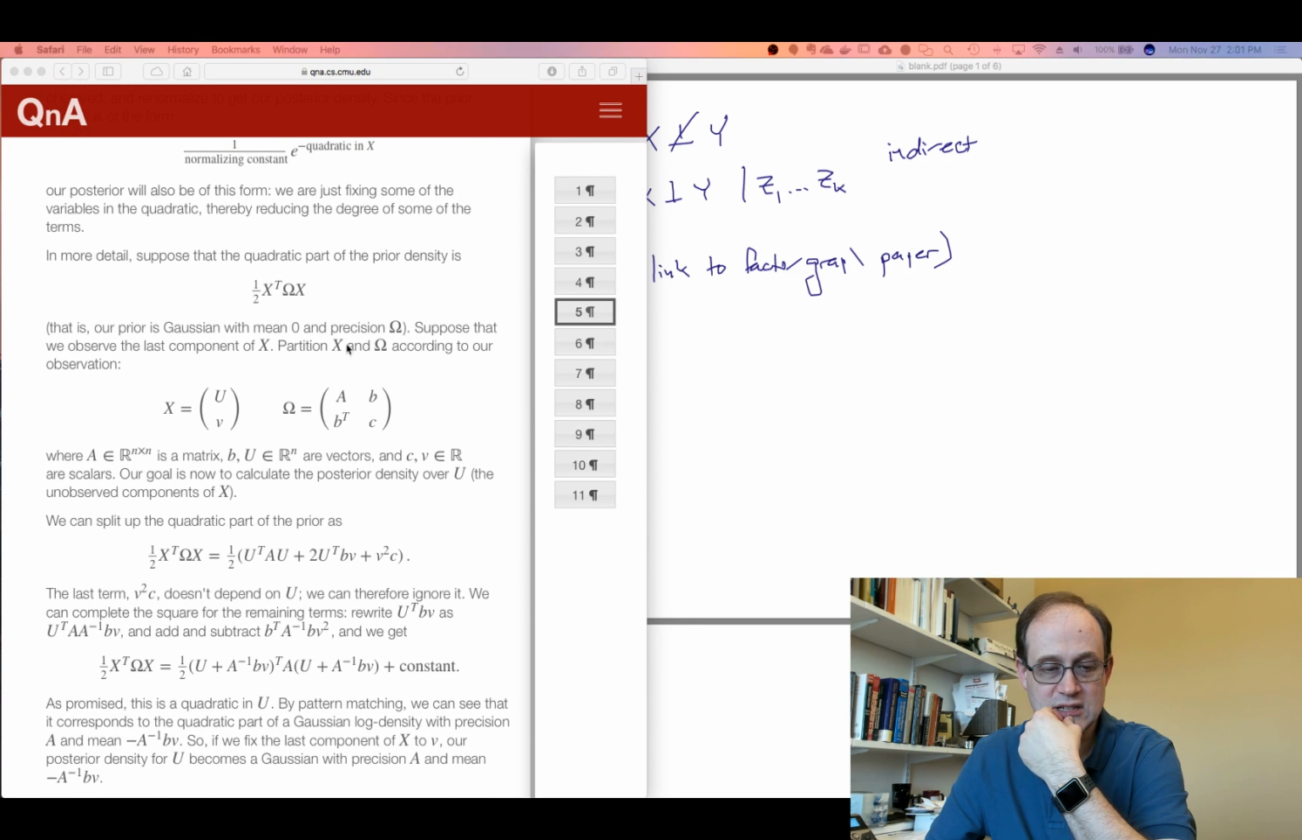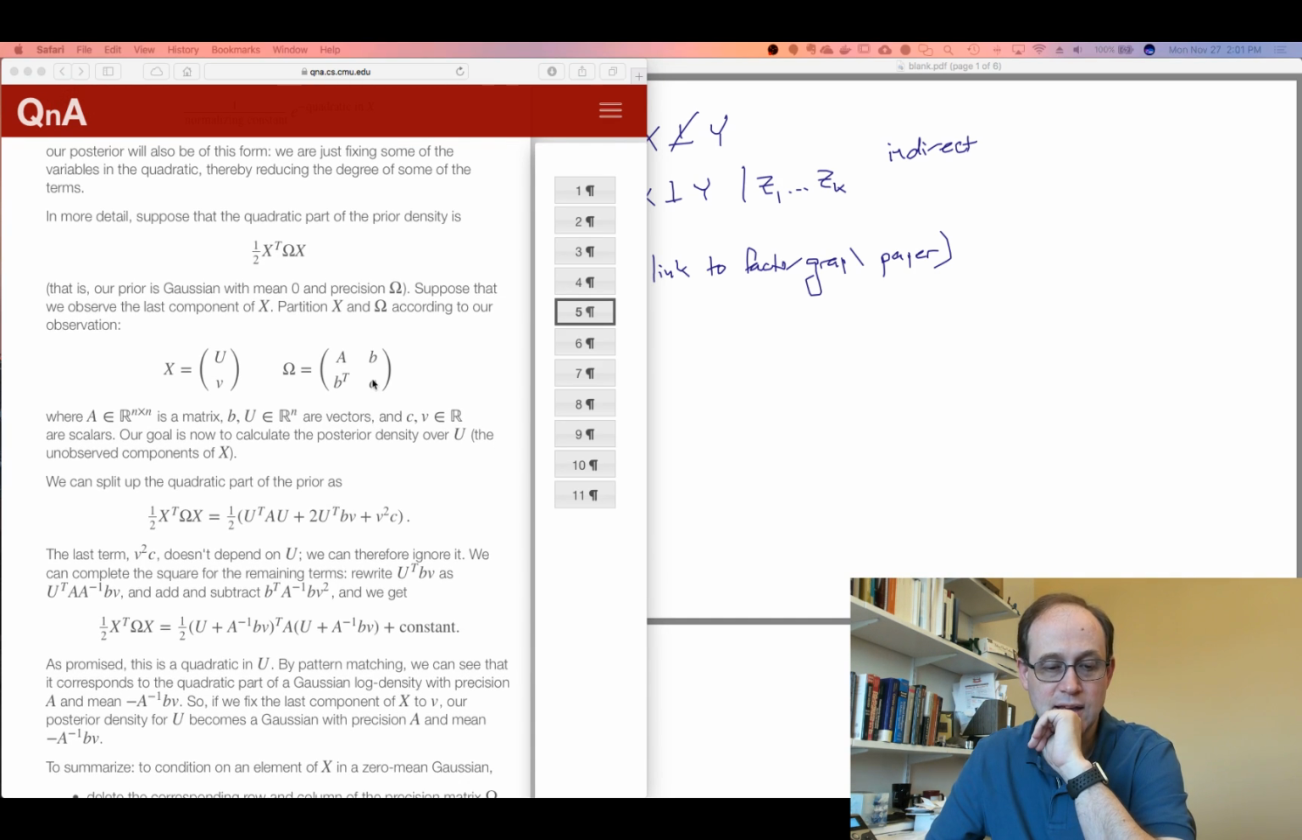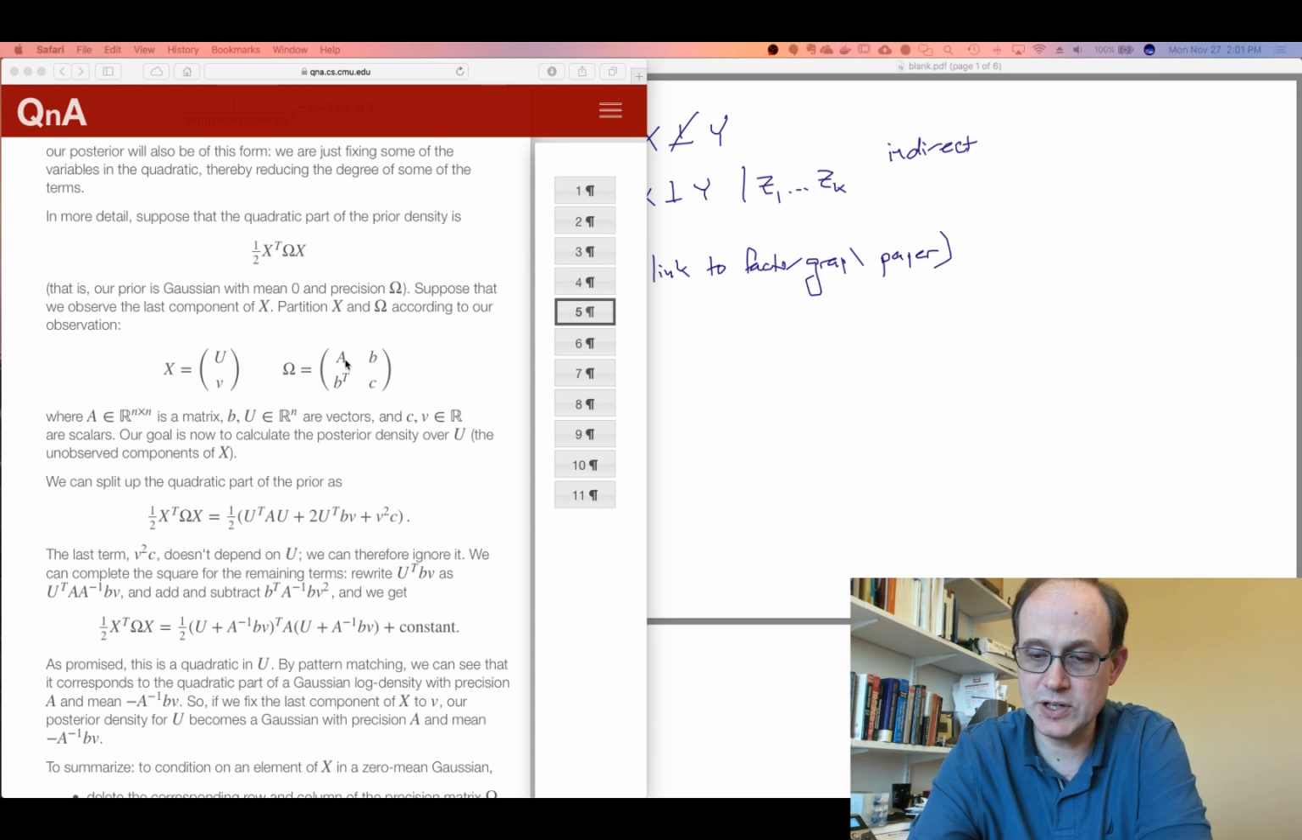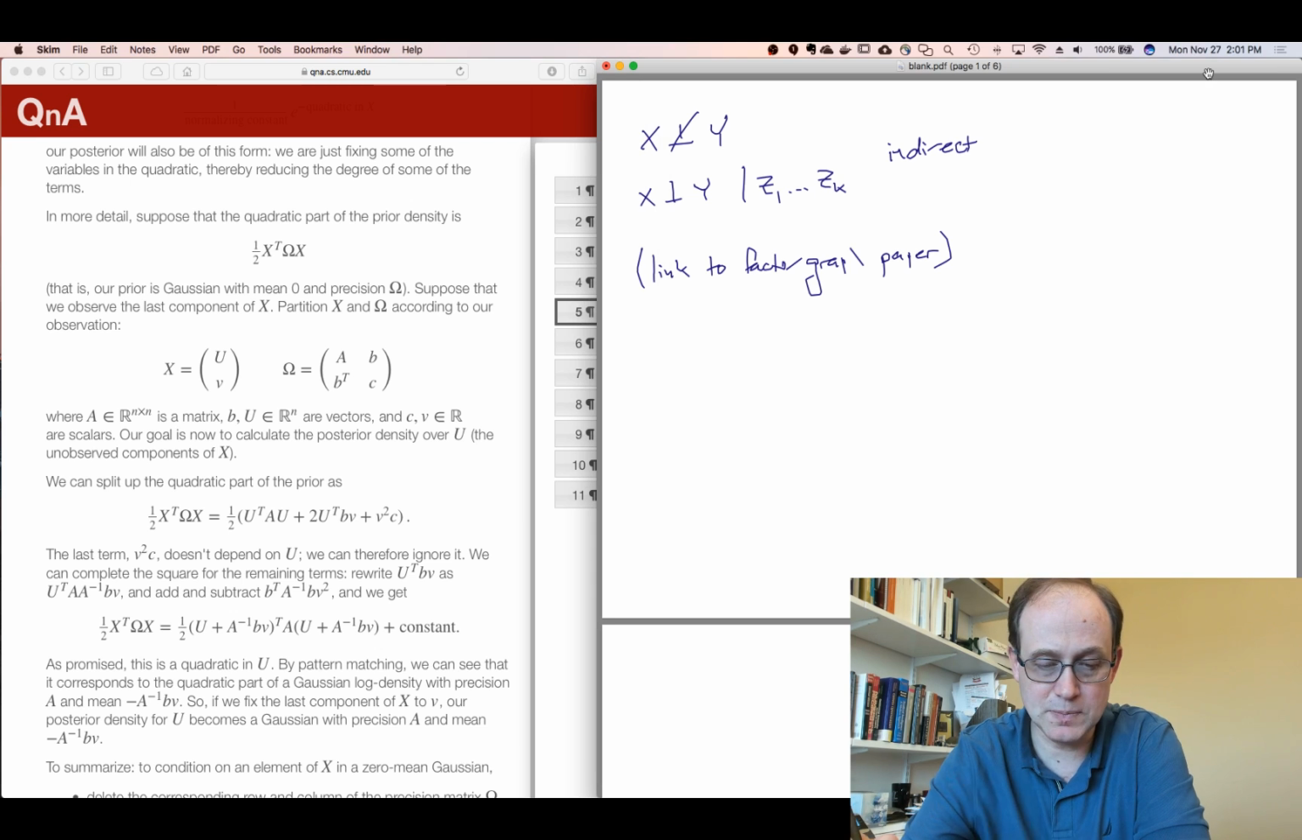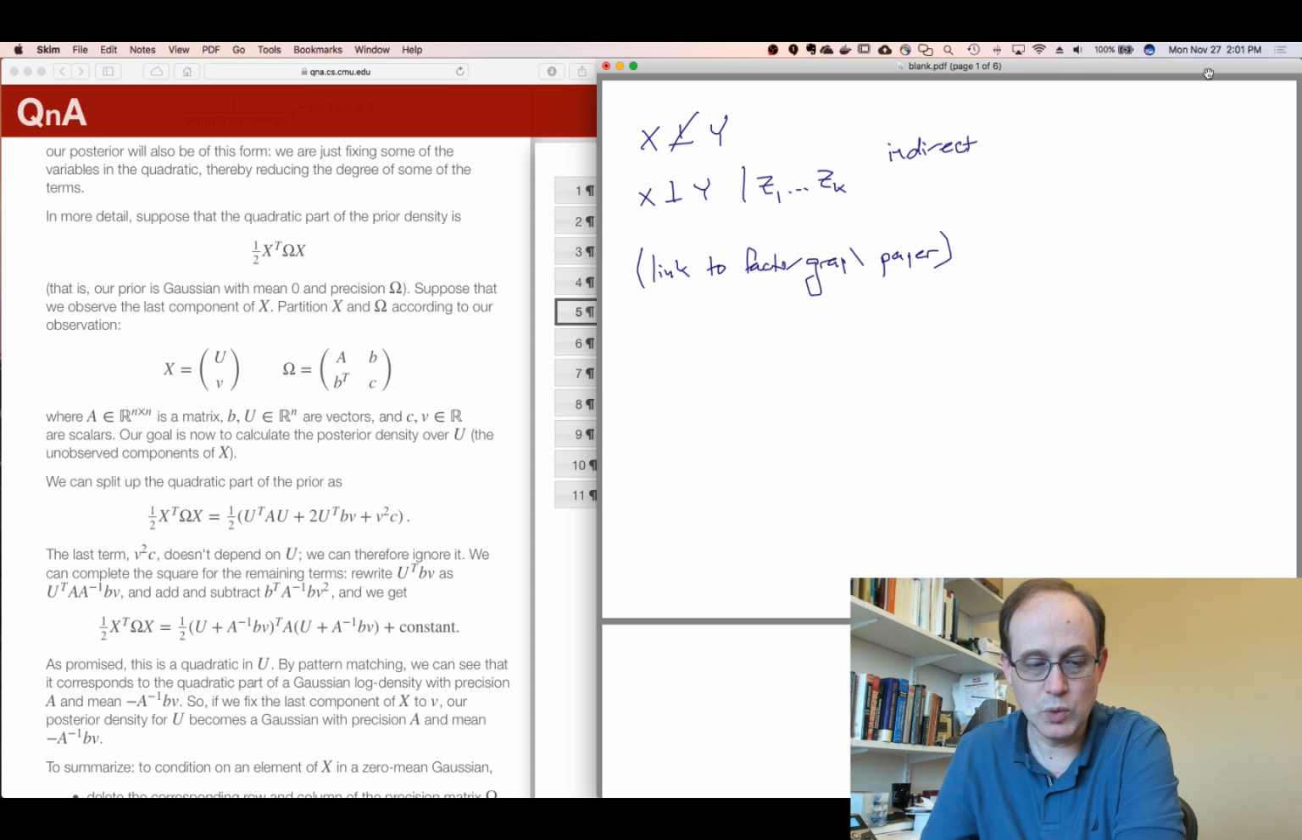So let's start with a Gaussian with this precision matrix and 0 mean. It turns out that 0 mean is without loss of generality. We'll come back to that. And so here's our precision matrix. By having this as a precision matrix, I mean that we've split the precision matrix into blocks, where one block is the variables we want to leave and the other is the ones that we want to condition on.